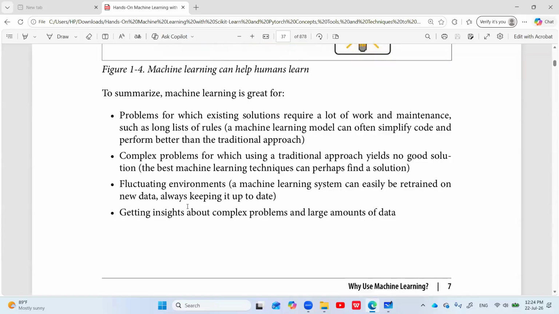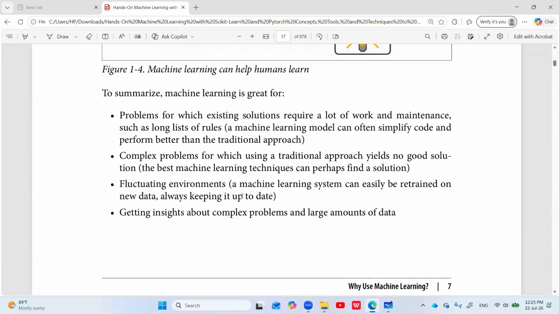The next case is fluctuating environments. Machine learning systems can be easily retrained on new data. That means if things are changing frequently, like stock prices, you will want retraining. This retraining can be easily done using machine learning, so in those cases you can use machine learning.